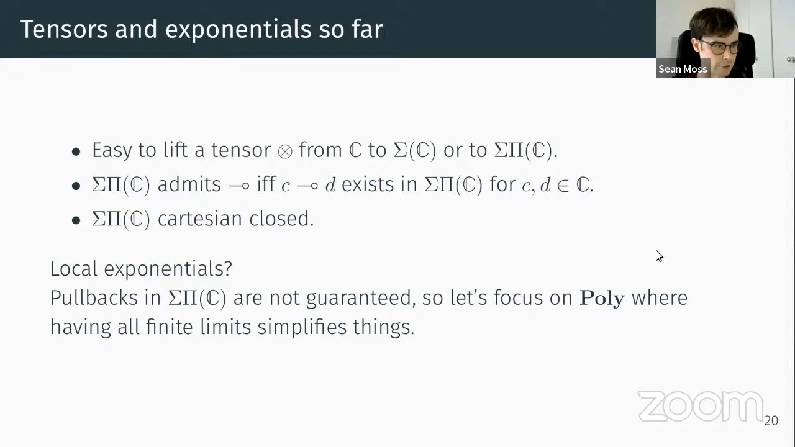So what about local exponentials? And this gets a bit tricky in general because sigma pi of C is not guaranteed to have pullbacks in general. So we'll take a slightly easier case, just Poly, which happens to have all finite limits, and that simplifies things.